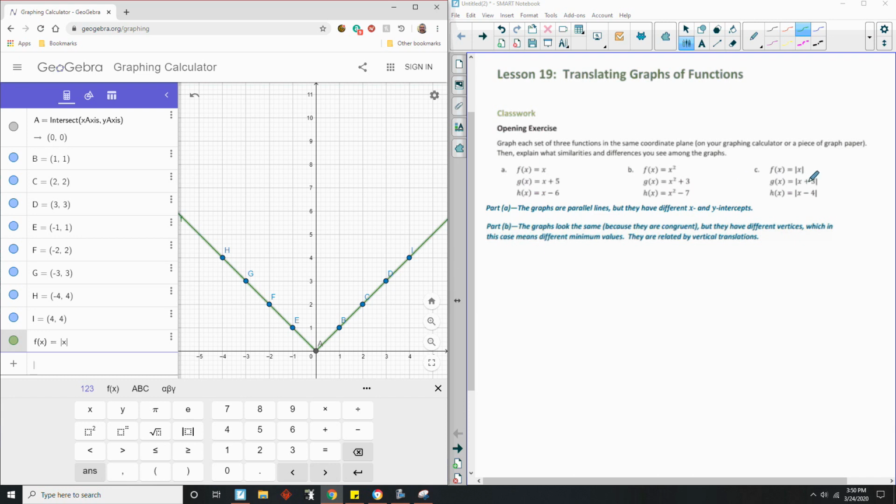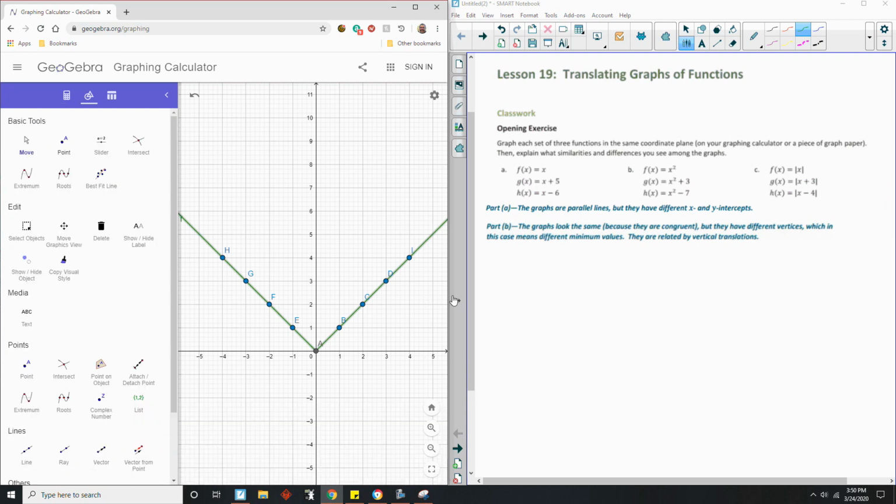Now it says g of x is absolute value of x plus 3. So if I plug in a 0, 0 plus 3 is 3. The absolute value of 3 is 3. So that means if I plot a point, plug in 0, I get 3. If I plug in 1, 1 plus 3 is 4. Absolute value of 4 is 4. 2 plus 3 is 5. Absolute value of 5 is 5. If I plug in a negative 1, negative 1 plus 3 is 2. Absolute value of 2 is 2.